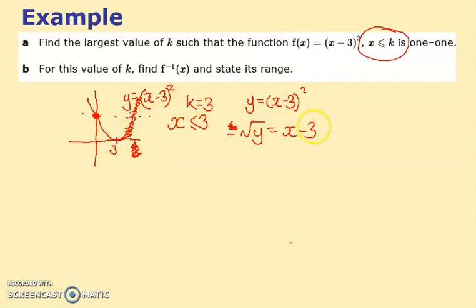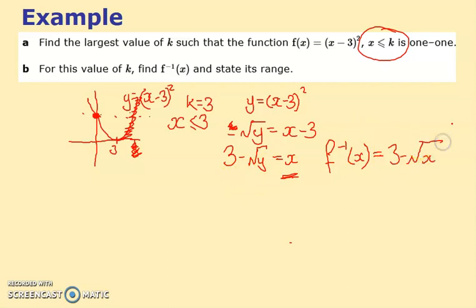I'm going to now move the 3 over here. That gives me 3 minus root y equals x. And don't forget we have to then rewrite it. F inverse, that's this bit, equals, and I'll get rid of the y's, I'll write x. So I got 3 minus root x. Okay, that's good. I've now found the inverse.